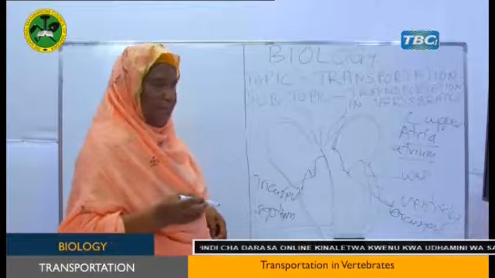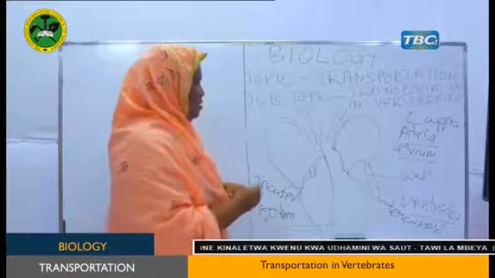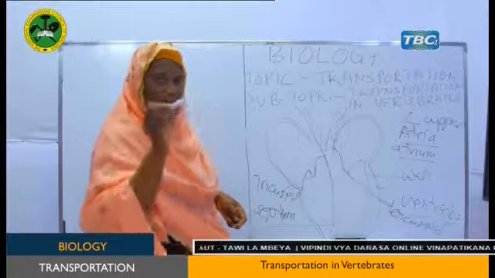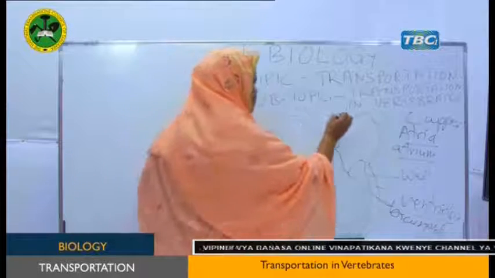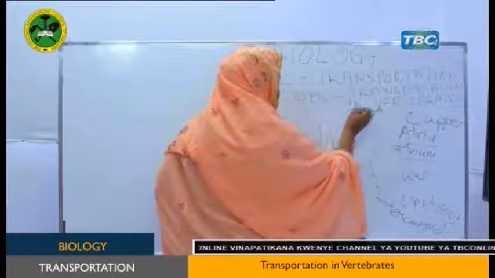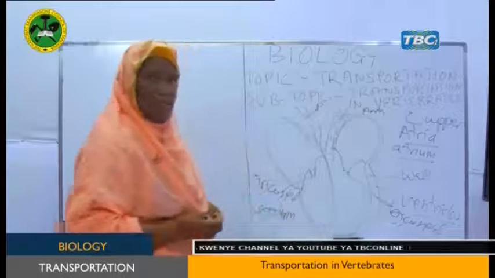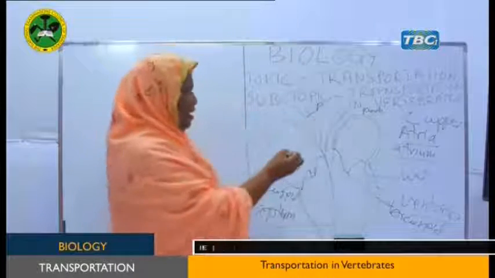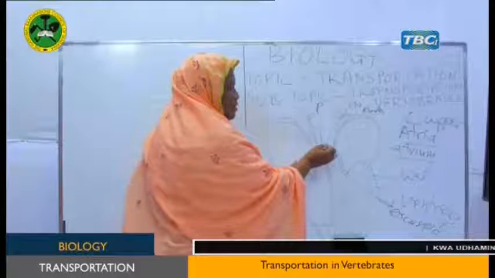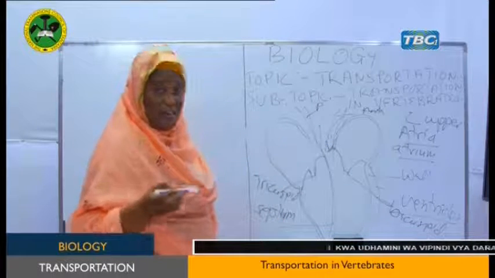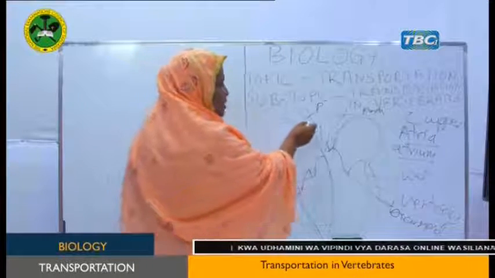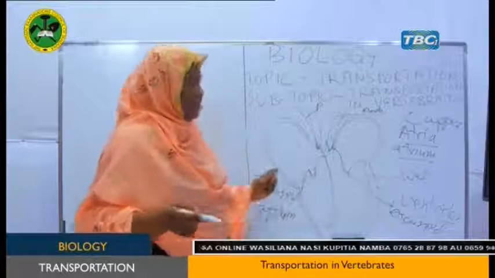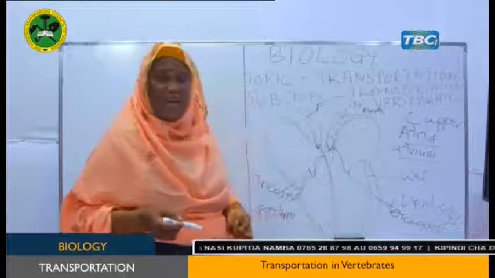Apart from the septum, there are also these blood vessels. That is aorta and pulmonary artery. For the case of aorta, here there is also a valve. And in pulmonary artery, also here, there is a valve. These two valves are known as semilunar.